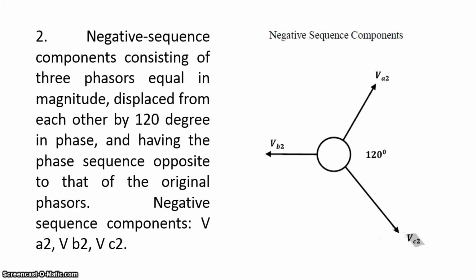The second one is negative sequence components, consisting of three phases equal in magnitude, displaced from each other by 120 degrees in phase, and having the phase sequence opposite to that of the original phases. Negative sequence components, from the figure, are VA2, VB2 and VC2.